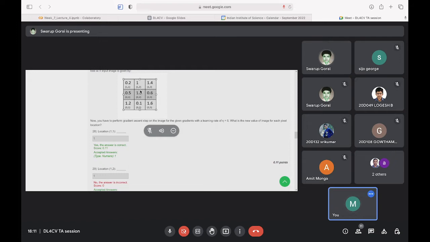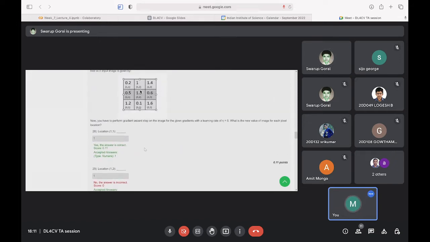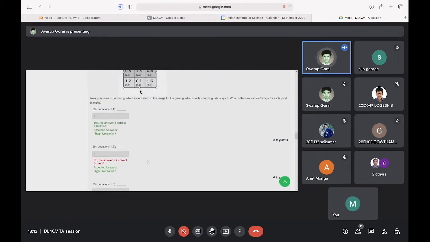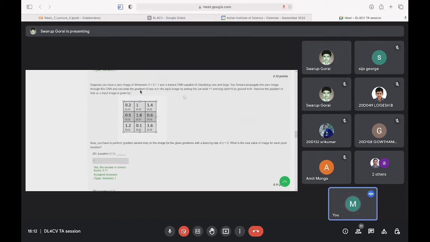This matrix multiplied by learning rate, right? Eta into dou L by dou x is how much step, like learning rate eta, into what direction. So the direction is given by that matrix here. So you just have to multiply it with 5. So that will be the new image.